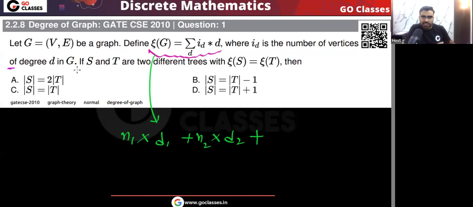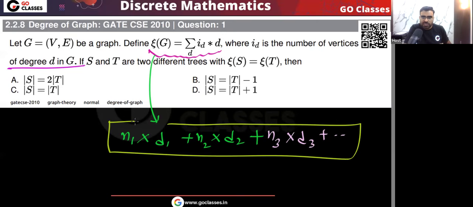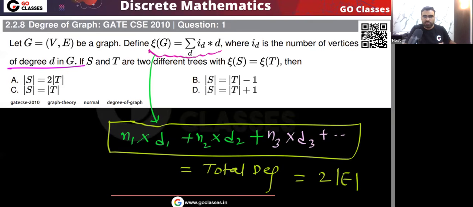For every degree, for example this degree, then this degree, you multiply with the number of vertices of that degree, like this, and then you do the summation. So if you do this, it is basically your degree summation, the total degree, which is equal to twice the number of edges. This we already know. So this parameter given to you is just the total degree of the graph.